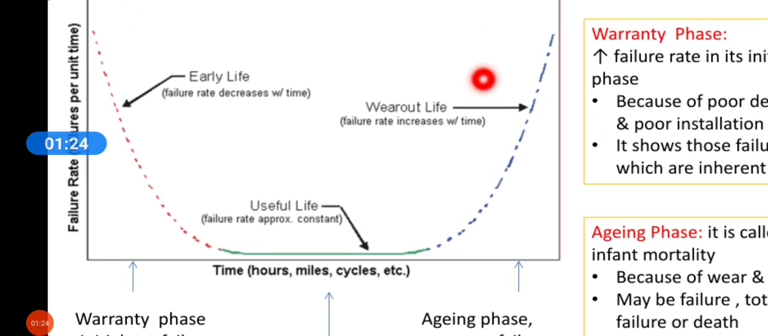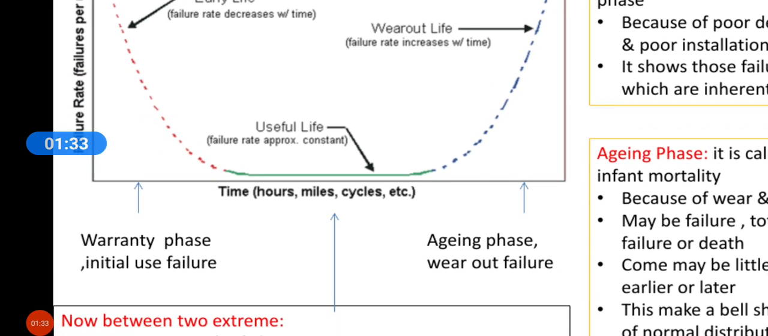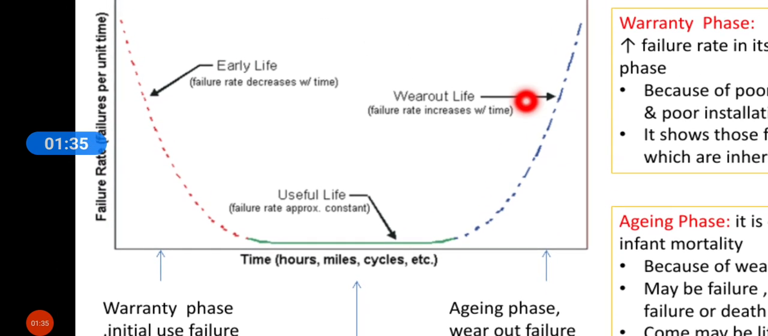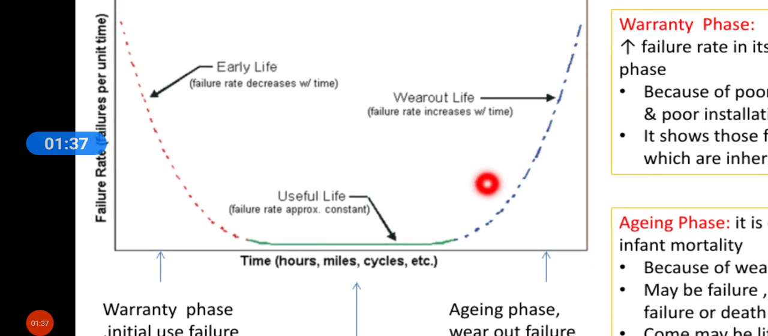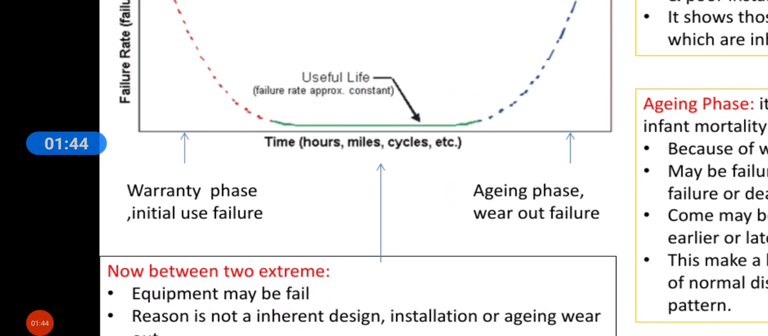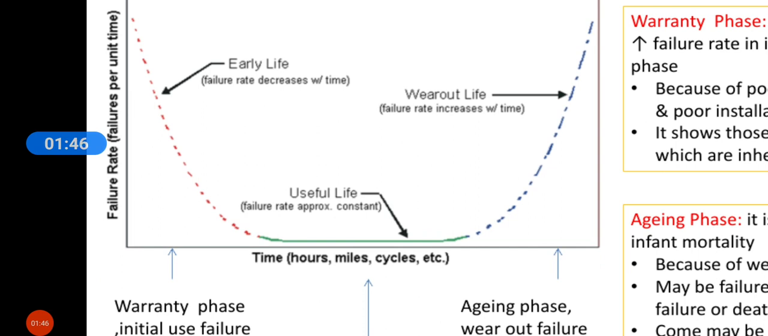Then this, which is marked with blue, is the wear out life, which is also called the aging phase, and the failure rate increases in this particular stage of the machine's life. And this is the useful life of your machine, where the failure rate is less.